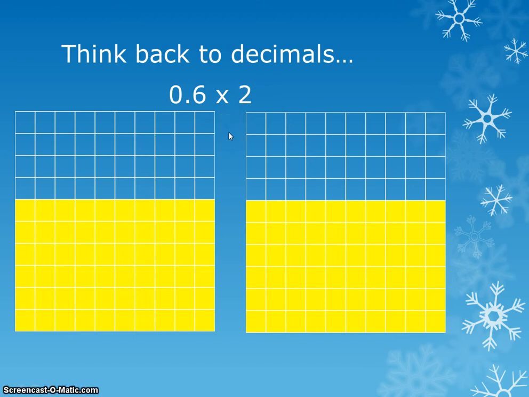To find my product, what I have to do is count up all of the shaded blocks that I have all together. When I count them up using decimals, I have 120 blocks shaded. That equals 1 2/10 or 1 20/100.